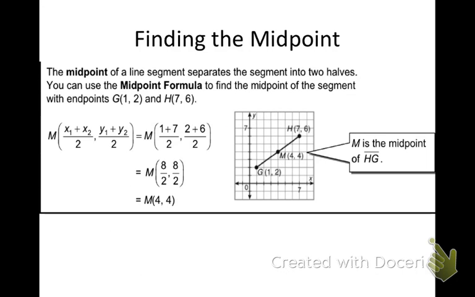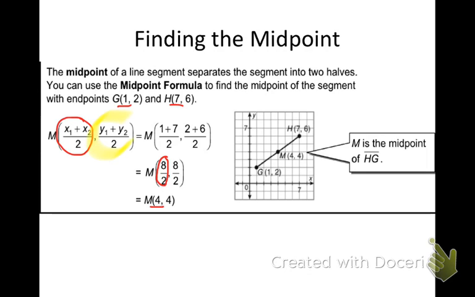So the midpoint of a line segment separates the segment into 2 halves. You can use the midpoint formula to find the midpoint of the segment. All right. So remember, midpoint is I want to add the x's and divide by 2. So I have 1 and 7. So what's 1 plus 7? 8. 8 divided by 2 gets me 4.